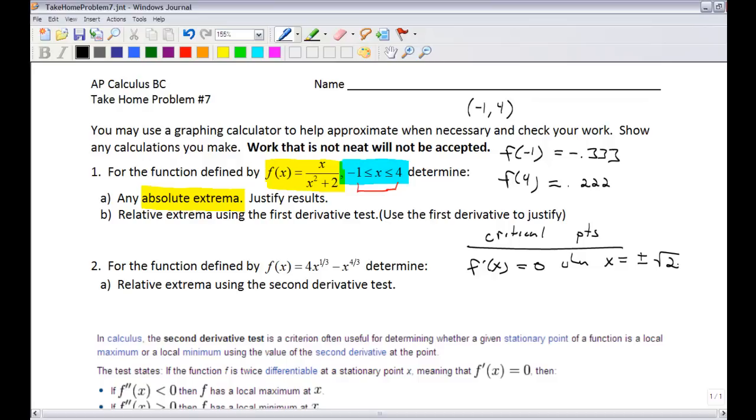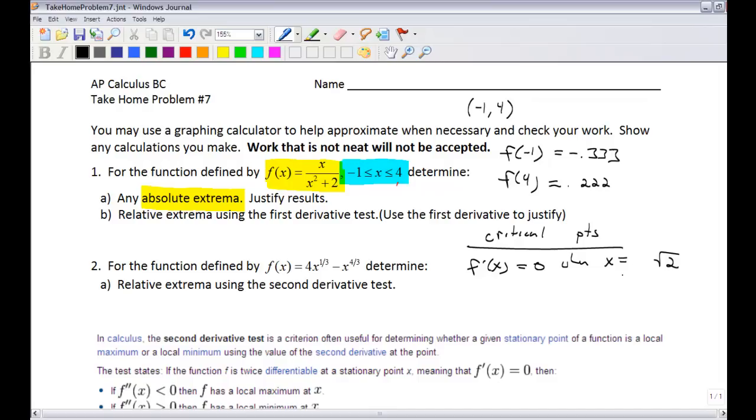Okay, so we're only working on the interval from -1 to 4. As far as our interval goes, negative root 2 is outside of that interval. So all we care about is the positive root 2. Now, we've touched on it a little previously when we talk about critical points. Just the fact that your derivative is 0 somewhere doesn't necessarily mean it's a critical point. Your function also has to be defined there.